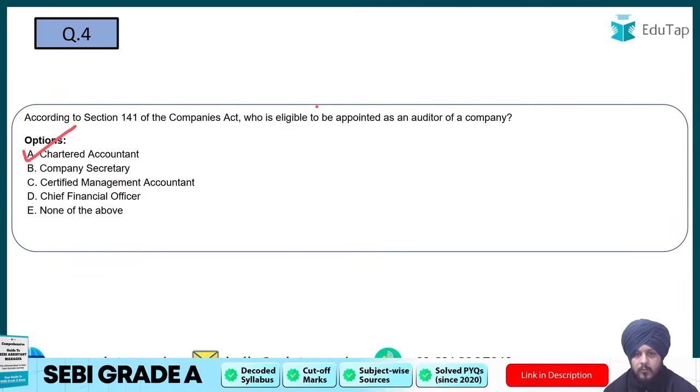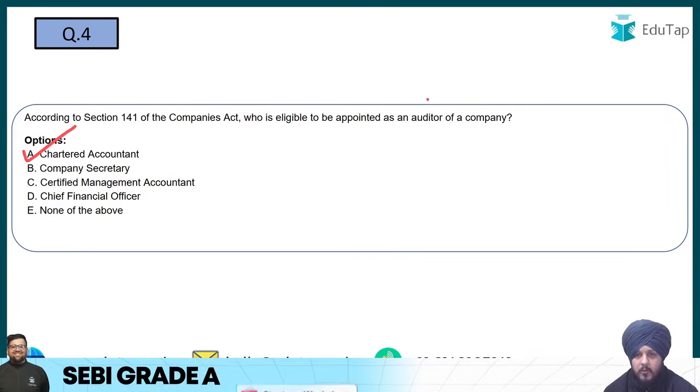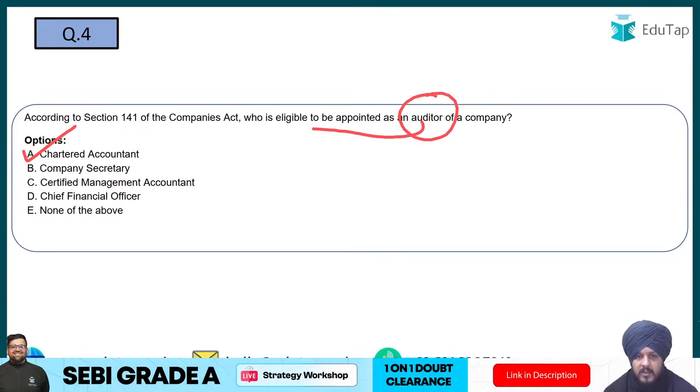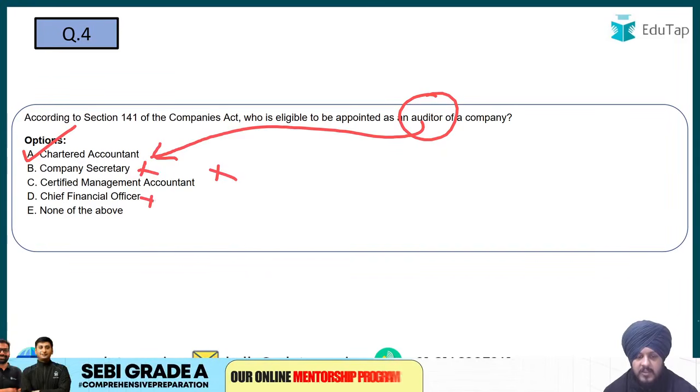So a person who is going to be appointed as an auditor of the company shall be a chartered accountant. Other professionals, for example, the company secretary, CMA, chief financial officer, they are not allowed to be a part of it, right?